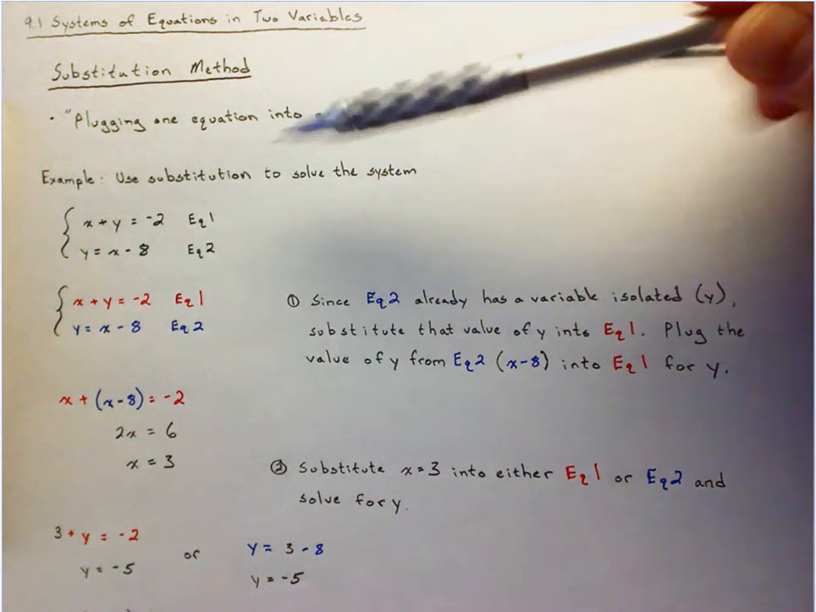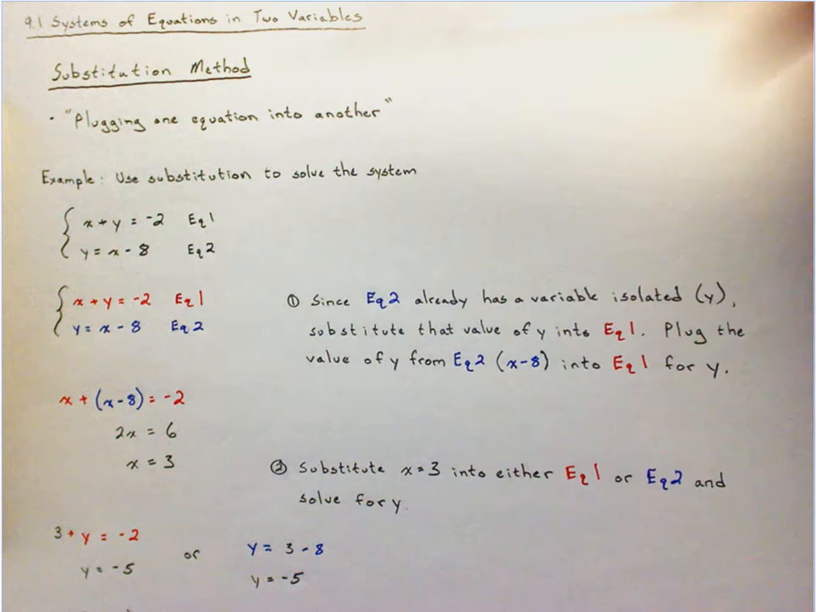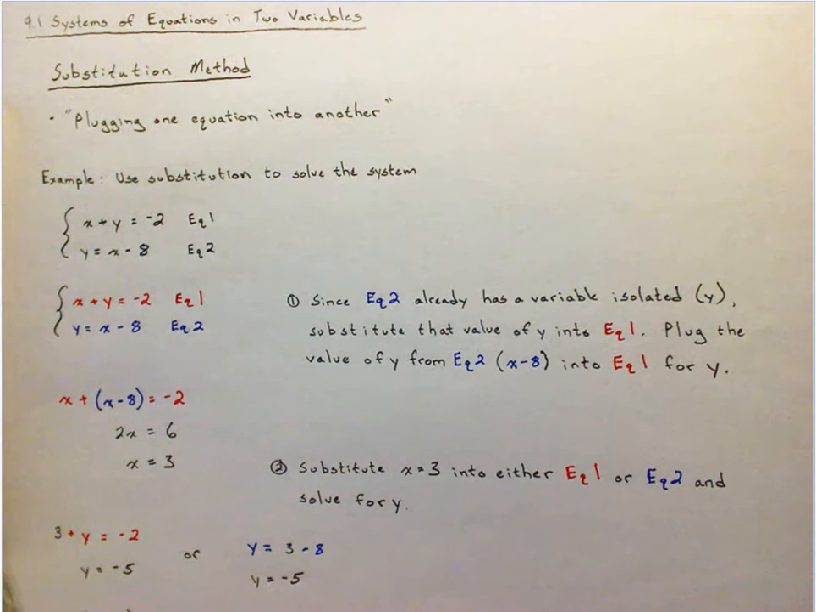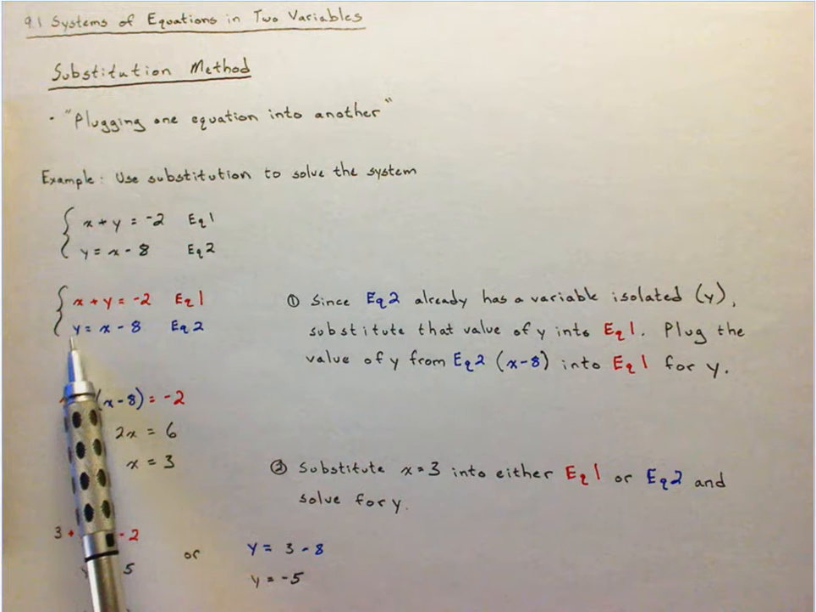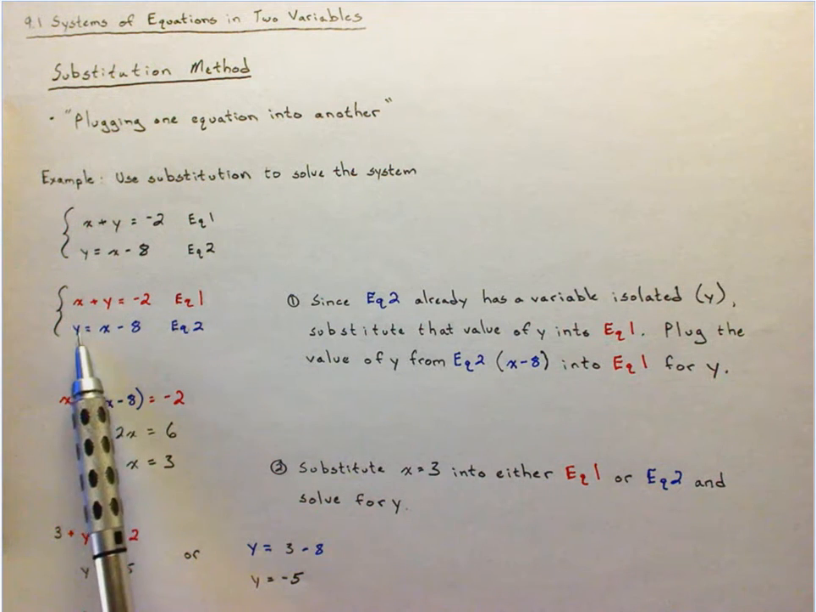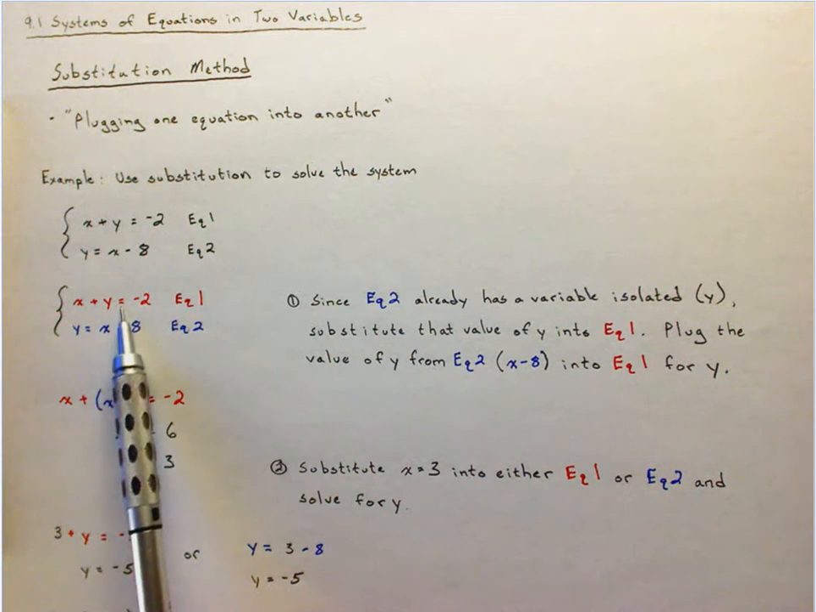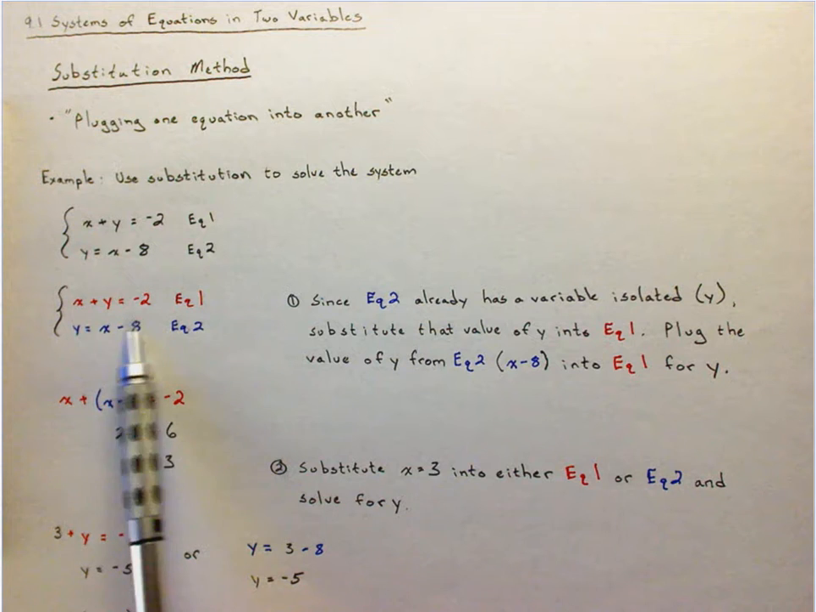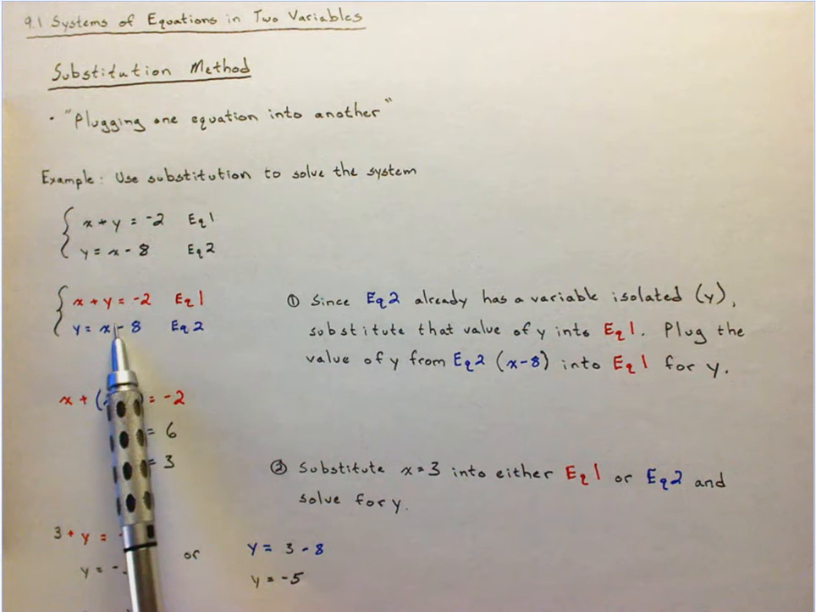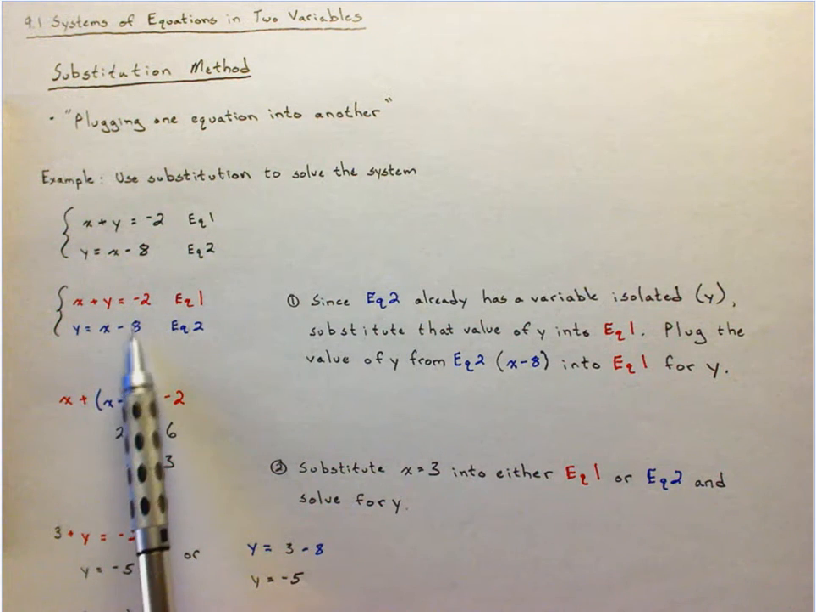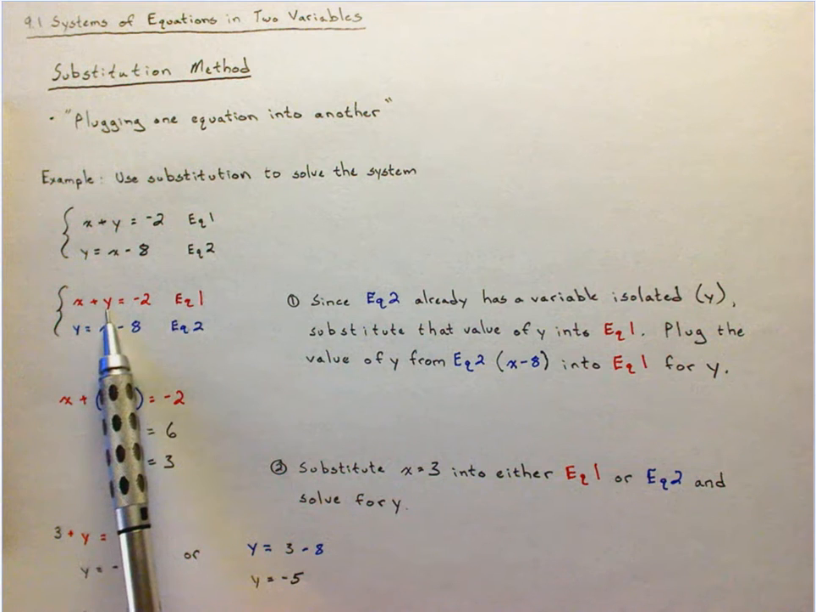I'm given two equations, equation 1 and equation 2. I have written equation 1 in red and equation 2 in blue. Since equation 2 already has a variable isolated, in this case y, this is the equation I use to do the plugging in. I'm going to take equation 2 and plug it into equation 1. It already says that y equals x minus 8, so I'm going to take x minus 8 and place it in lieu of y.